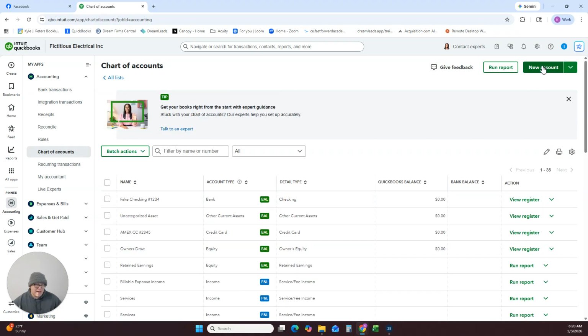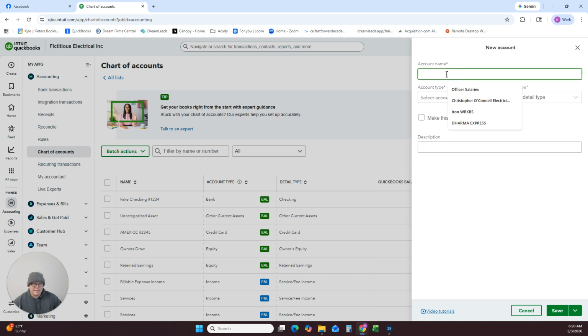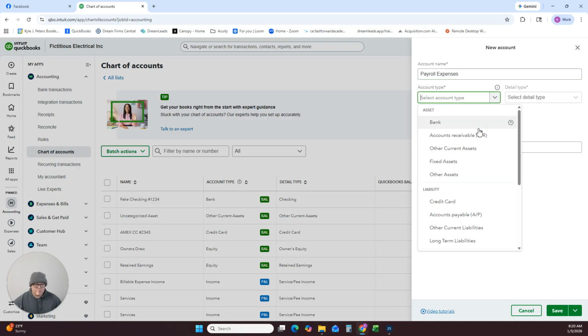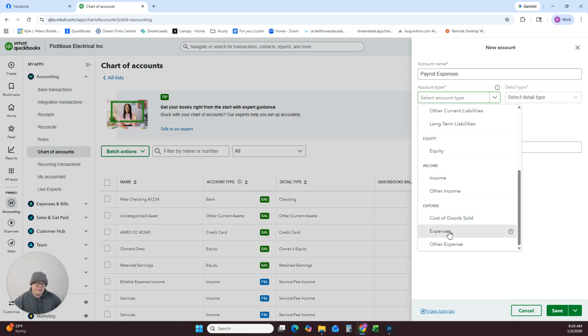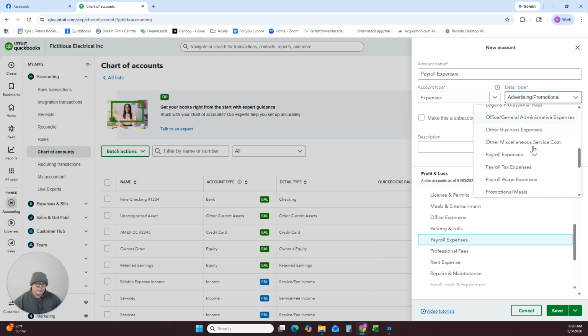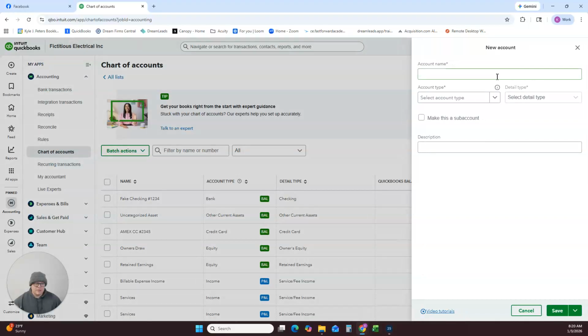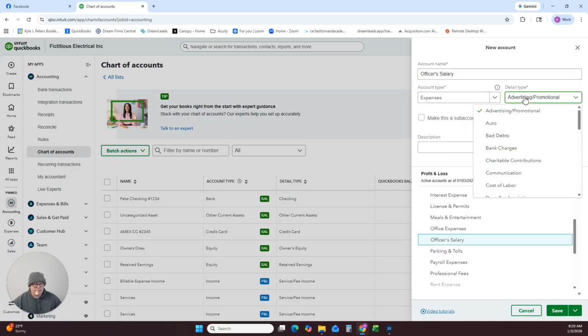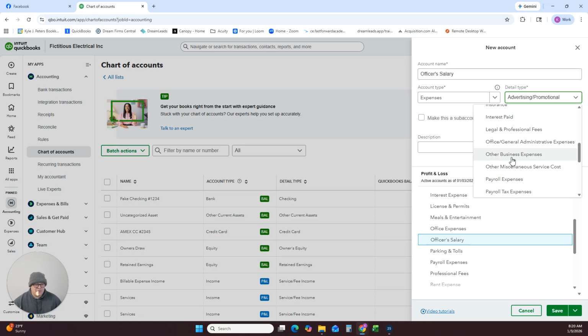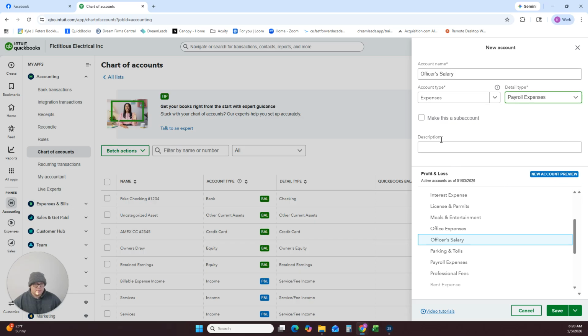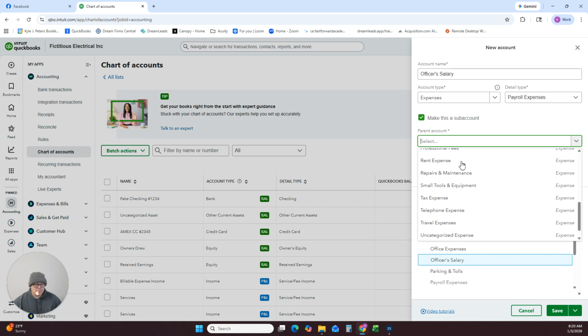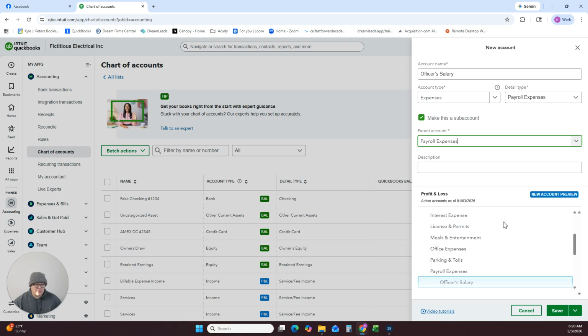The other accounts I will set up now. I was thinking about doing them in another video, but payroll expenses, if you are running payroll. So that's going to be an expense, payroll expenses, and then I like to have 3 sub-accounts for payroll expenses. The first one would be officer salary. So this is you being the officer of the business. This is any payroll that you run for yourself. And we're going to make this a sub-account of payroll expenses.